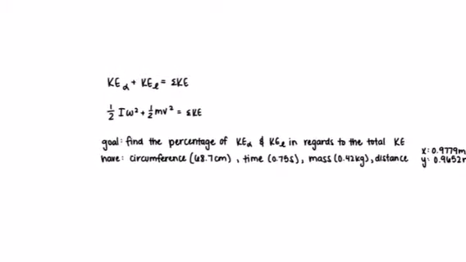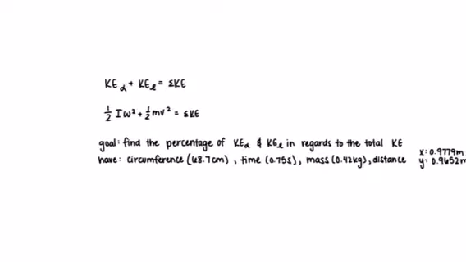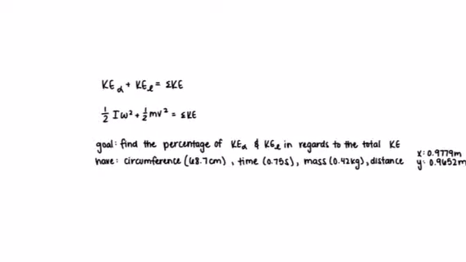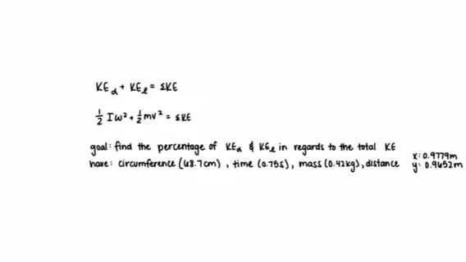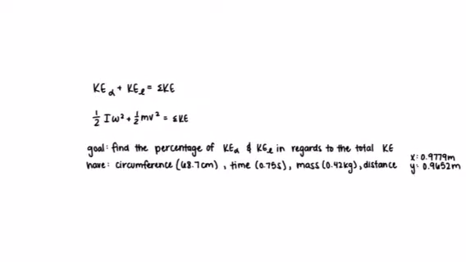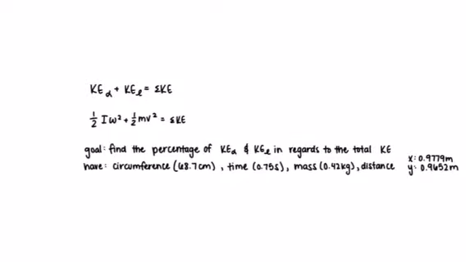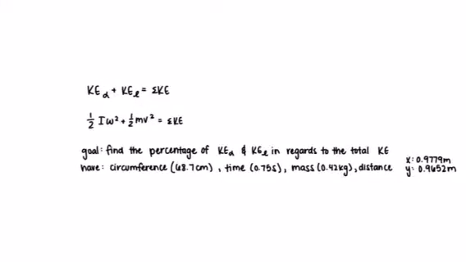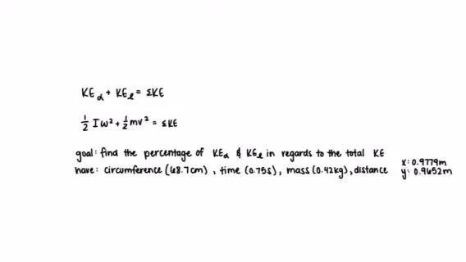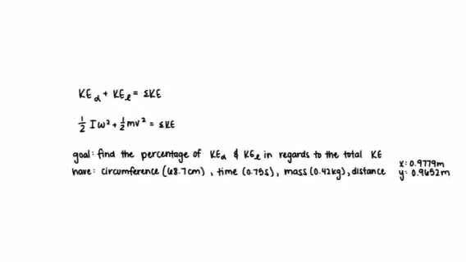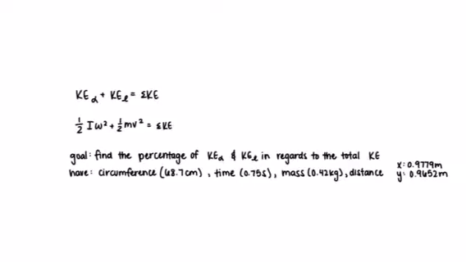So the angular kinetic energy and the linear kinetic energy is equal to the total kinetic energy, which means that 1/2 I W squared plus 1/2 M V squared equals the total kinetic energy. The goal is to find the proportion of angular kinetic energy and linear kinetic energy to the total kinetic energy. We have the circumference, the time, the distance, and the mass. This is for trial 1 of the soccer ball.